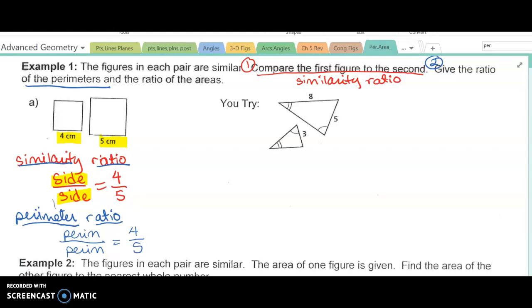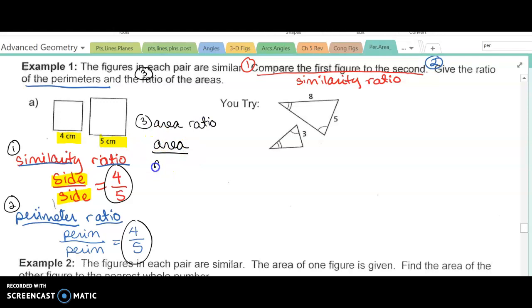So then number 3, write the ratio of the areas. We have 1, we have 2, and these are our first 2 answers. Then number 3, the area ratio, is the area of the first figure compared to the area of the second. Now some of you are going, wait a second, Miss Benton, how am I supposed to find the area of this if all I have is one number? Am I supposed to assume it's a square?